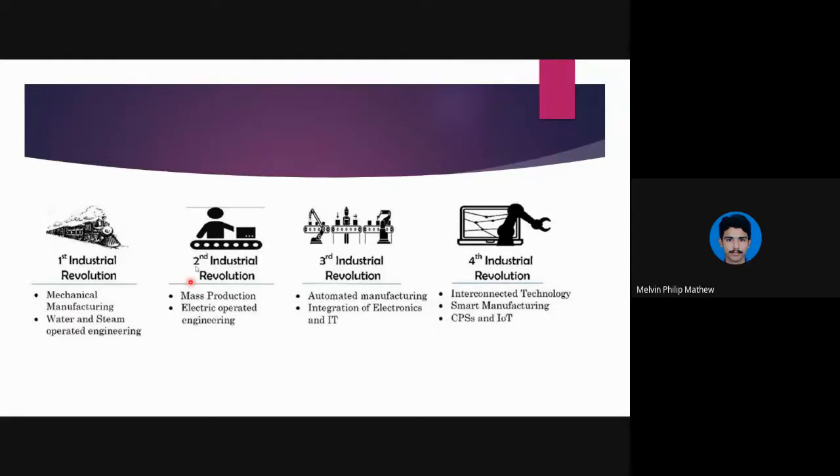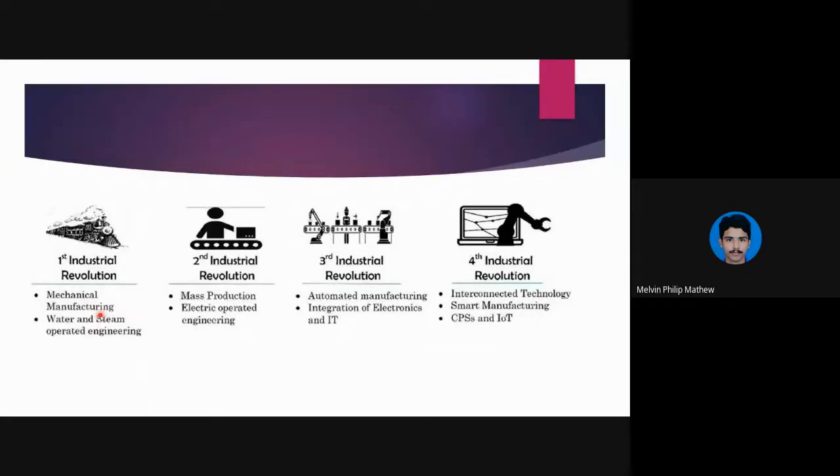So, the industrial revolution took place in four stages. You can see how the four stages are laid out here. So, the first industrial revolution took place under mechanical manufacturing, and water and steam operated engineering. One basic example is a steam powered railway or a locomotive that is shown here. This is the first industrial revolution. So, first, mechanical manufacturing took place.